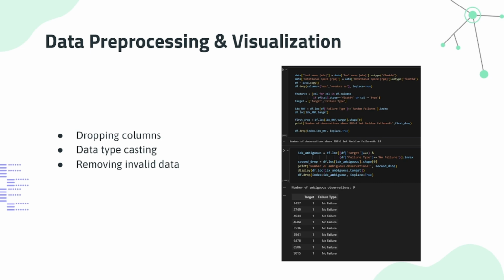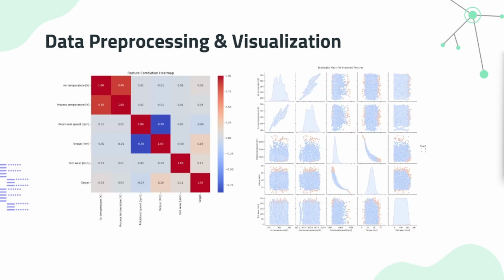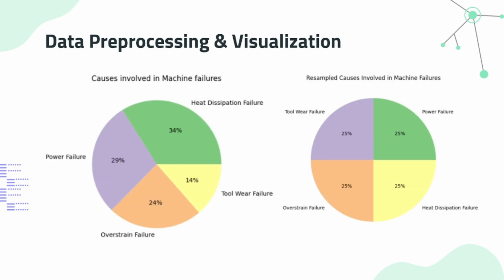Next we have EDA, or exploratory data analysis, which was conducted to understand feature relationships and class imbalance. A correlation heat map revealed interdependencies among features such as air and process temperatures. Pairwise scatter plots offered visual differentiation of the target classes, and the distribution of failure causes was then analyzed and visualized using a pie chart, which showed the imbalance among the various failure types.